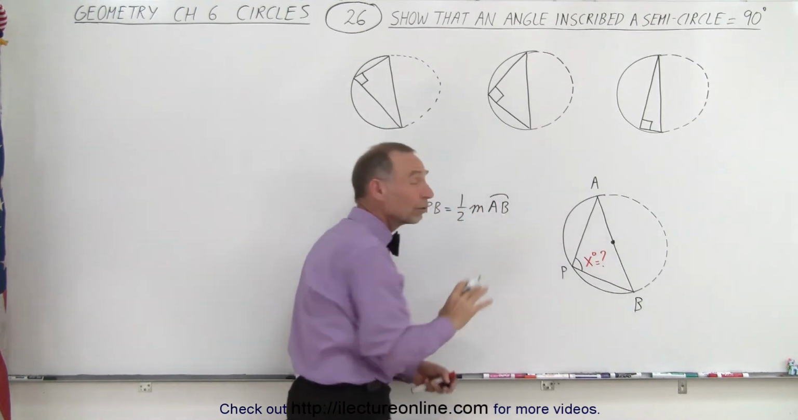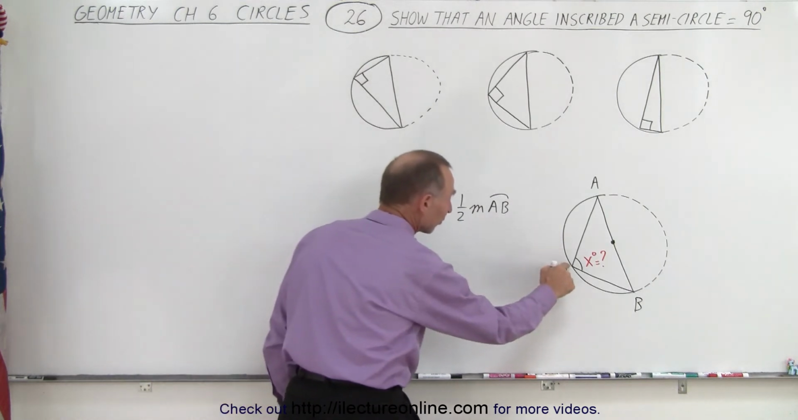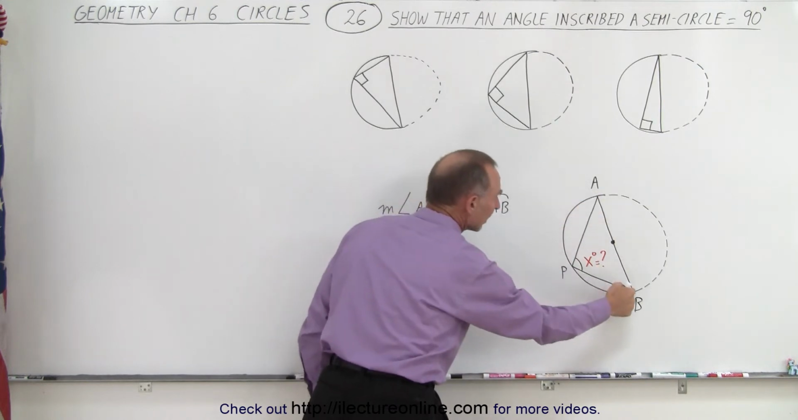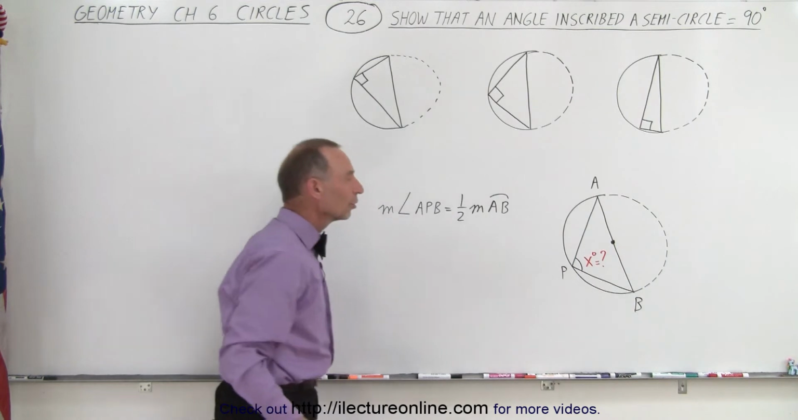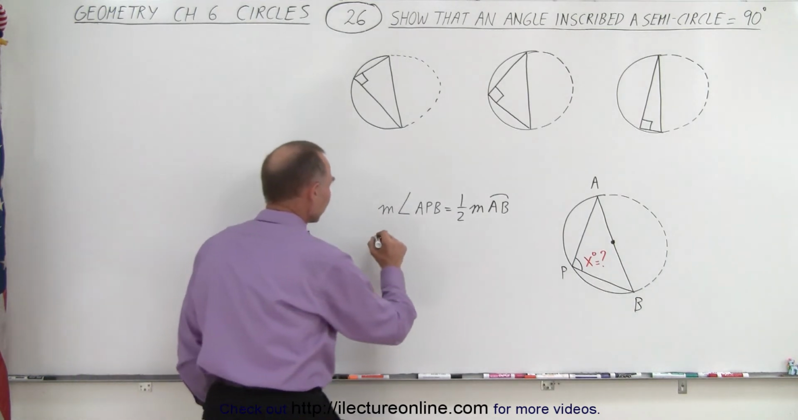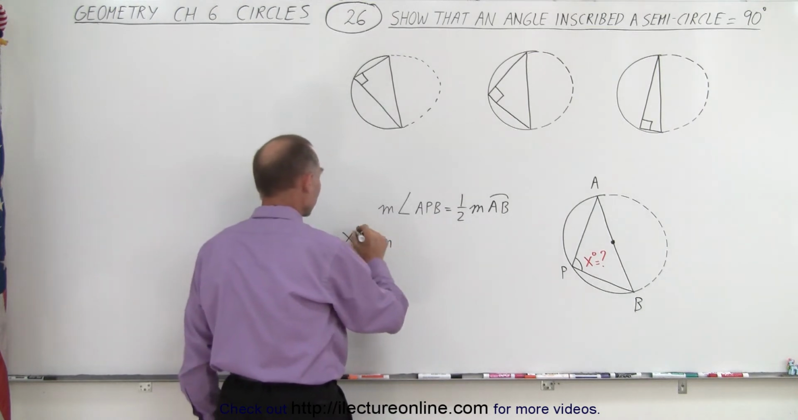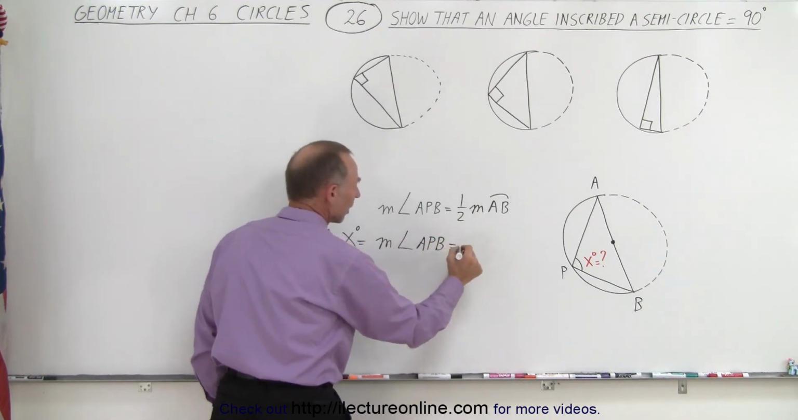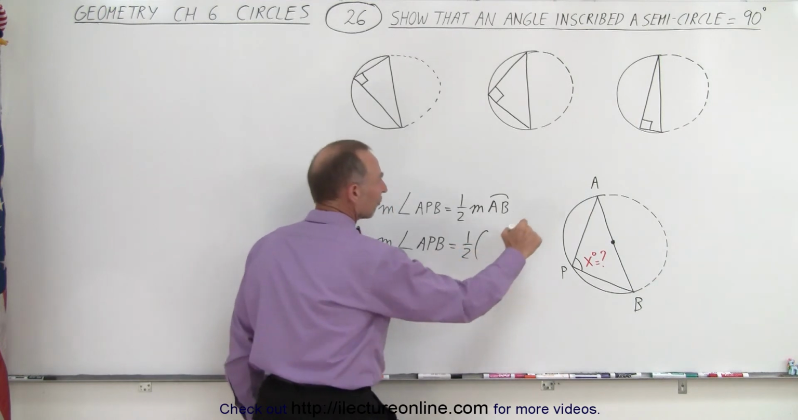And that, of course, is always going to be the case, if the point is on the edge of the circle and we have the two lines that then go through essentially the diameter of the circle at the points opposite to the center of the circle. All right, so that means x degrees is equal to the measure of angle APB, which is equal to half the measure from A to B.